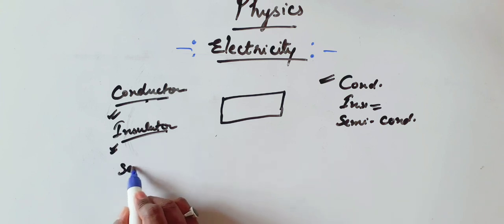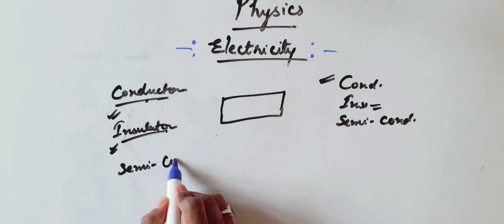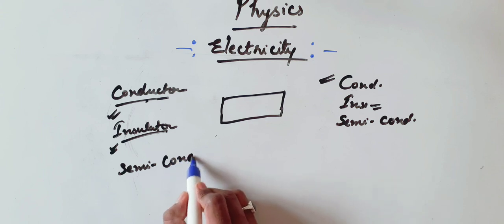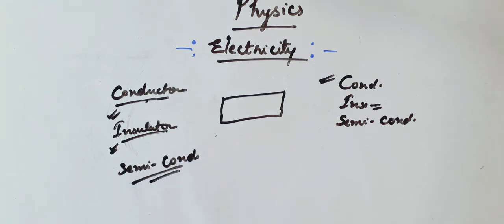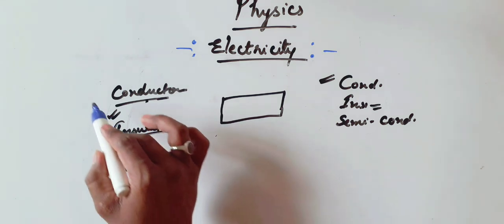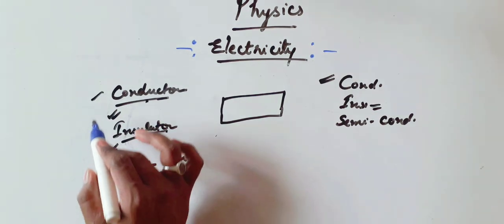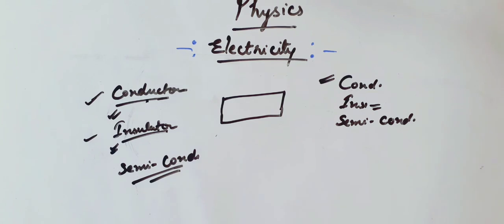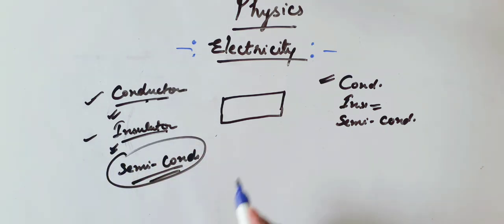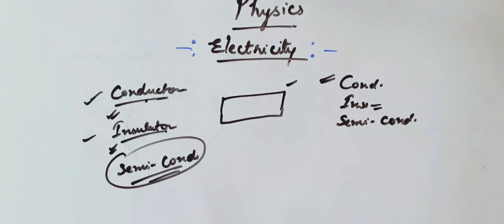What do you mean by semiconductor? It is the intermediate of conductor and insulator. Okay, so the question is what? How electric current can flow in a conductor?